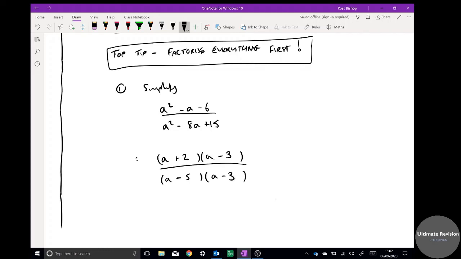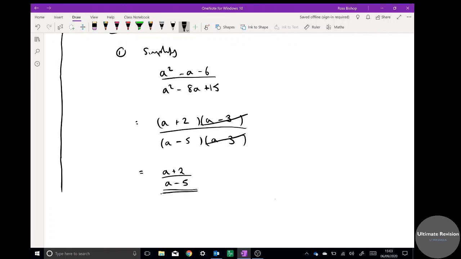Okay, now I've factorized it, I am allowed to eliminate terms because I'm multiplying on top and bottom, and I can eliminate those 2 terms. So my final answer is a plus 2 over a minus 5.